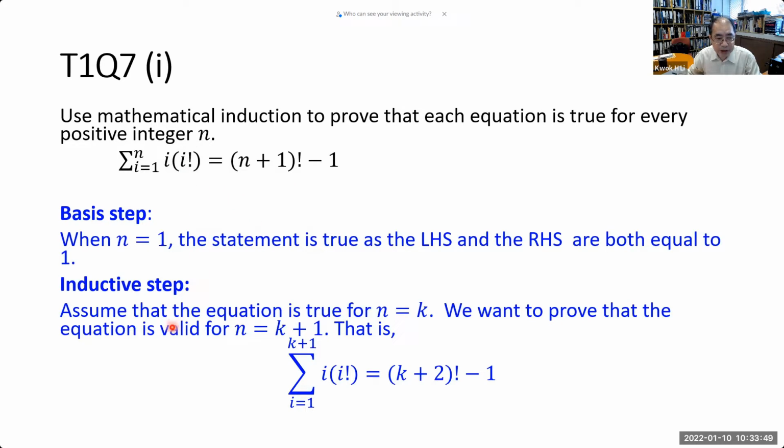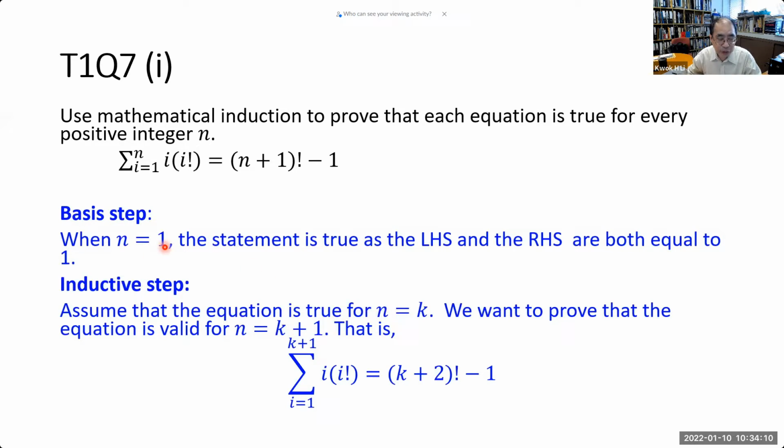So the proper way is to assume that k is correct. Assume that n is equal to k, k is correct. And based on that, we prove that for n equal to k plus 1, this is true. So the logic is like that.